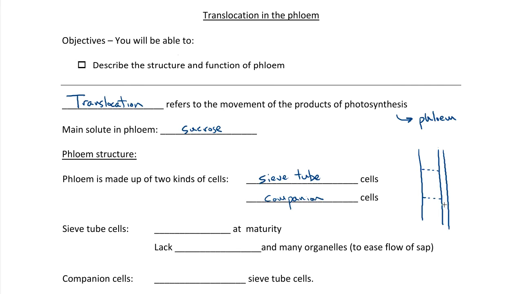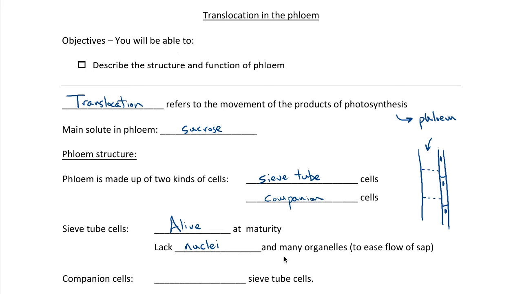sieve tube cells. So, for example, these might be the companion cells, and I'll draw the nuclei of the companion cells in here. Now, the sieve tube cells, these ones over here, are alive at maturity. Now, that's different from what we saw in the xylem, where the cells are actually dead at maturity and completely hollowed out. The sieve tube cells are alive at maturity, and they're not completely hollowed out, but they lack nuclei. They've lost their nuclei, and they also don't have many organelles. They don't have ribosomes, etc. And that's in order to allow the sap to flow more freely.